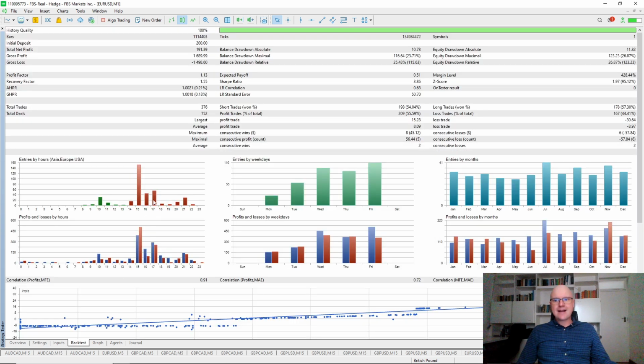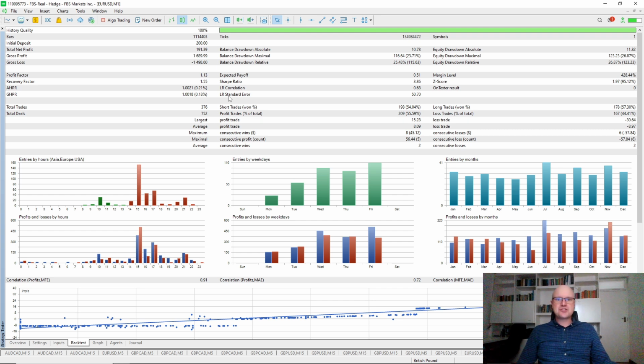If we look at the backtesting results, it made a total net profit of $191.39 with a low drawdown of only 26%. Out of the 376 trades, it won 55%, which is close to our MyFX book, and the same can be said for the profit factor at 1.13. So this shows us that the results are comparable to what we've been achieving in the live market.